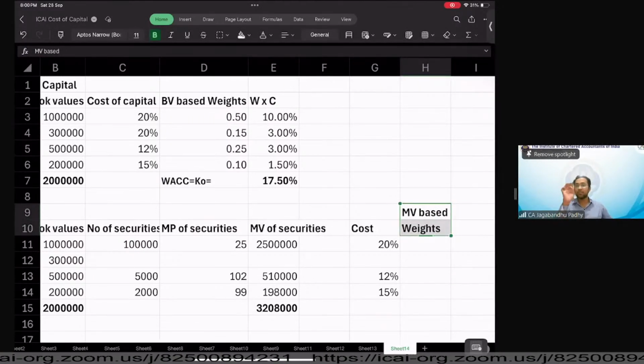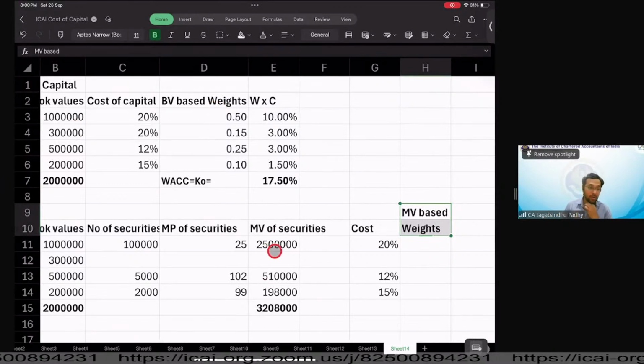We can get weighted average cost of capital using how many methods? Two methods. Either you can take book value and calculate the weights, or you can first calculate the market value and then calculate the weights. Sir, are we going to get the same weighted average cost of capital number in both cases? Of course not. It's going to be different.